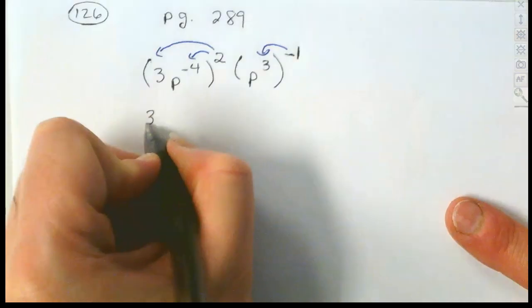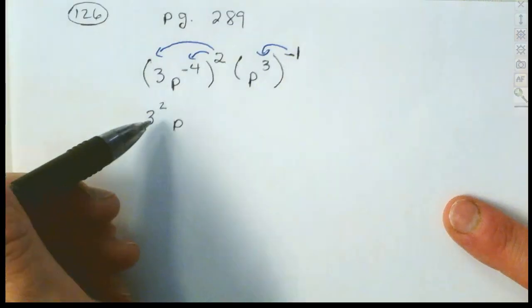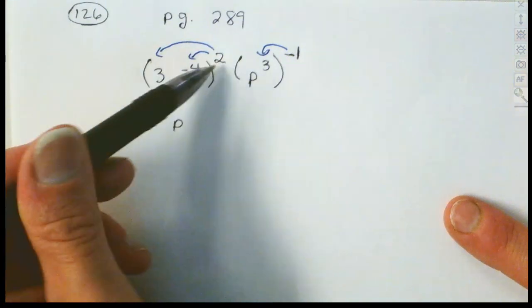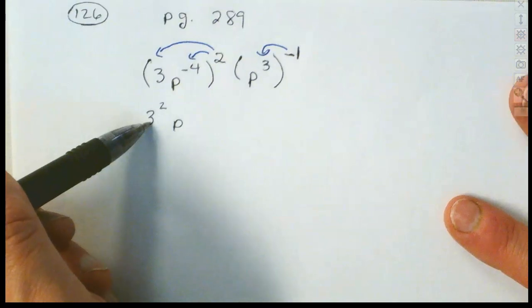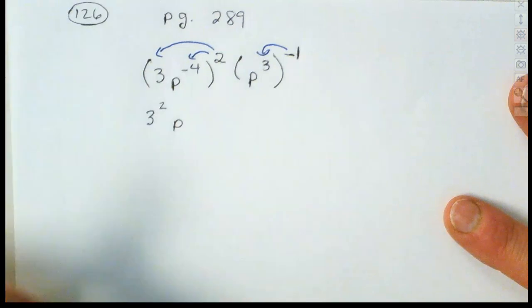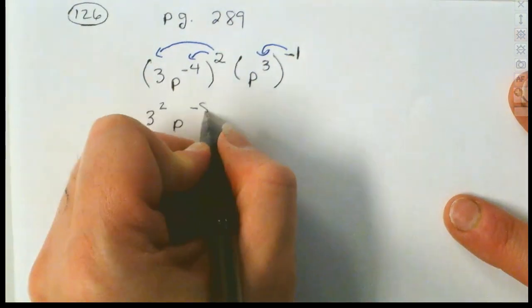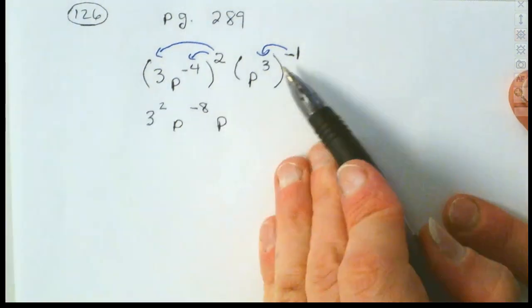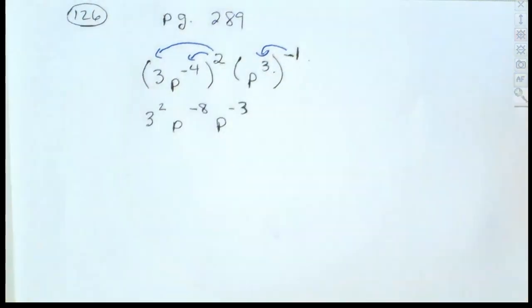And that's going to be 3 squared. And you could write 9 if you wanted to, but just so it's not confusing for everyone, I'm just going to write that as 3 squared. And we'll break it down into 9 in a moment. So you could write 9, or you could just leave it as 3 squared. And then what about the p? Well, that's going to be p to the negative 8. And then we've got over here, p to the negative third power.